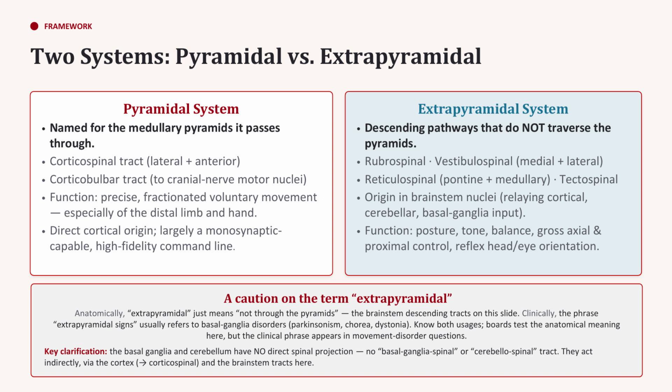One warning that trips students up: the word extrapyramidal has 2 lives. Anatomically, it means these brainstem tracts. Clinically, extrapyramidal signs almost always refers to basal ganglia dysfunction, the tremor and rigidity of Parkinson's disease, chorea, dystonia. On this lecture's questions, we mean the anatomical tracts, but recognize the clinical phrase when you see it in a movement disorders vignette.